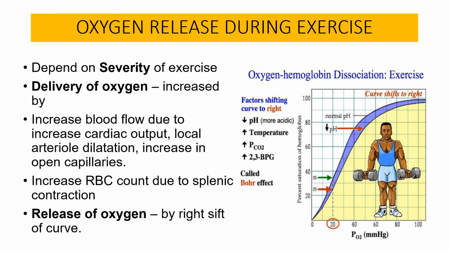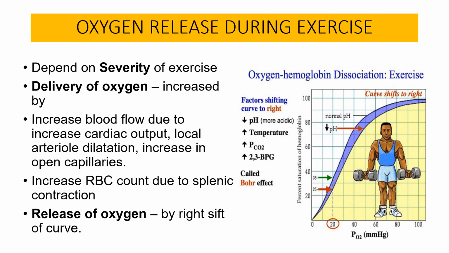Now, oxygen released during exercise. What will happen during exercise? There will be decrease in pH, increase in temperature, increase in PCO2, increase in 2,3-DPG. So what will be there? There will be shift to right of the sigmoid curve, and this is called the Bohr effect.